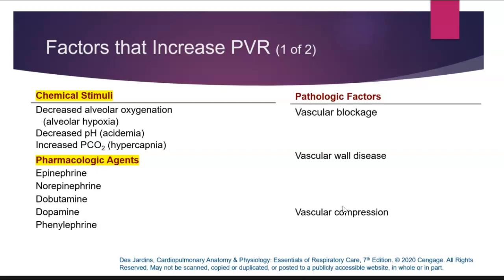You can have some pathological factors like pulmonary emboli, or cirrhosis that affects the vascular walls and restricts them. You can have emphysema or pulmonary fibrosis, which causes destruction to the capillary beds. Or you can have vascular compression from a pneumothorax. That can all increase your pulmonary vascular resistance.